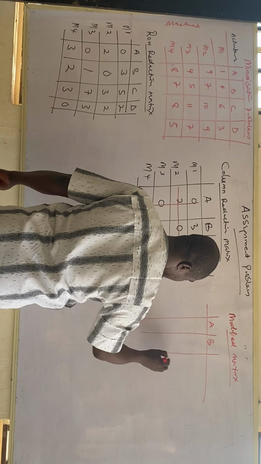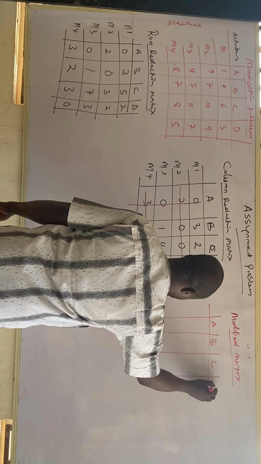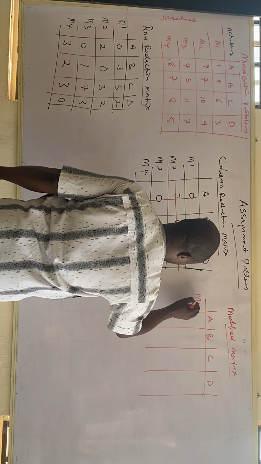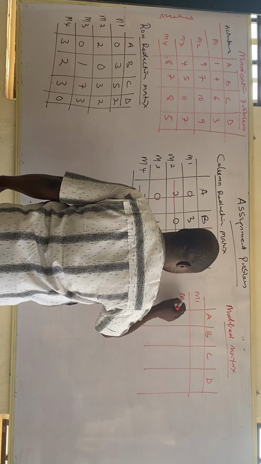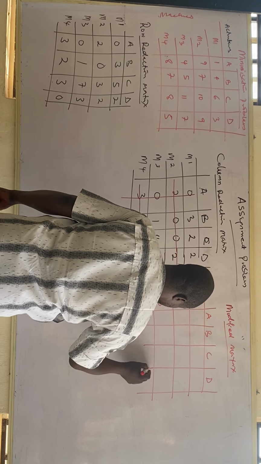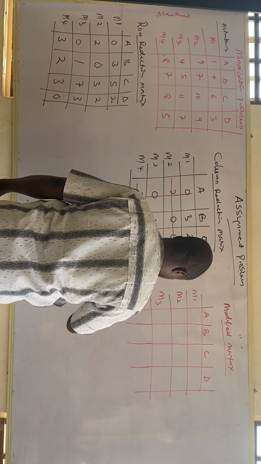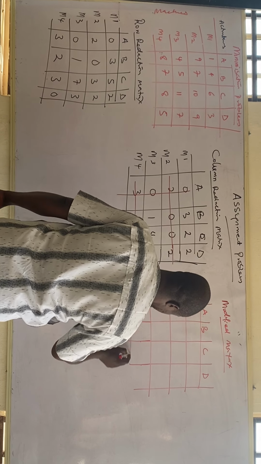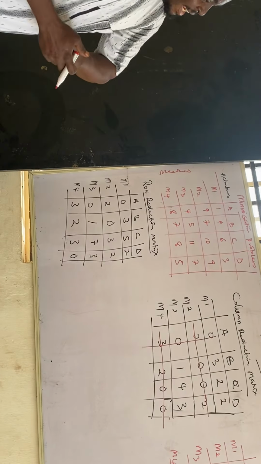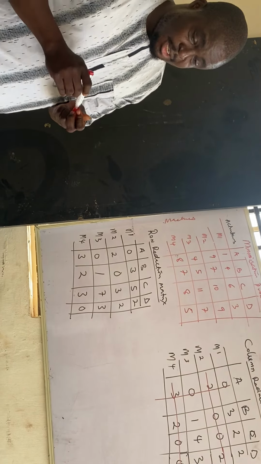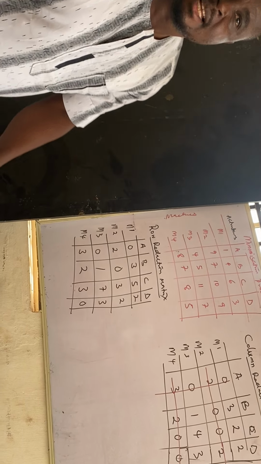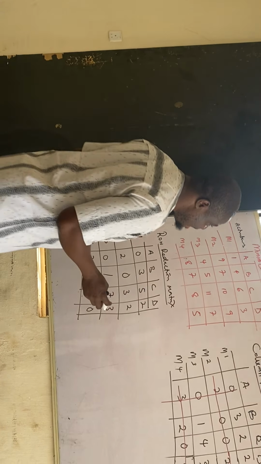B, C, and D. Here we have M1, M2, M3, and M4. In the modified matrix, the rule to do the modified matrix is you identify the least uncovered element. What is the least uncovered element here?